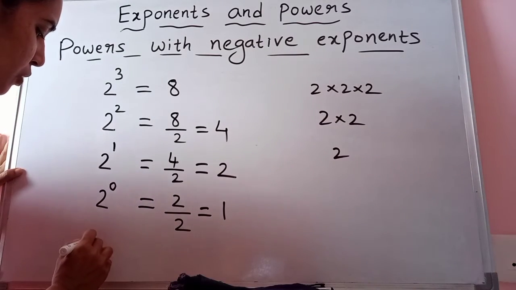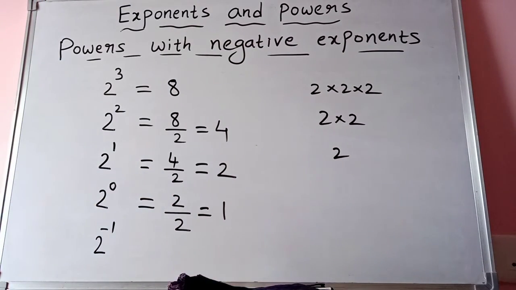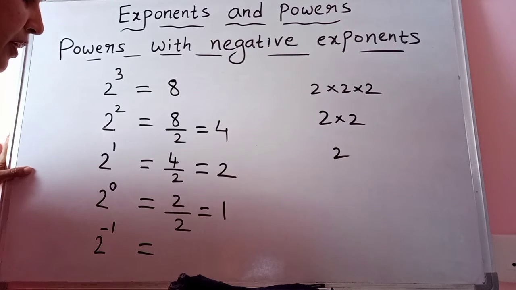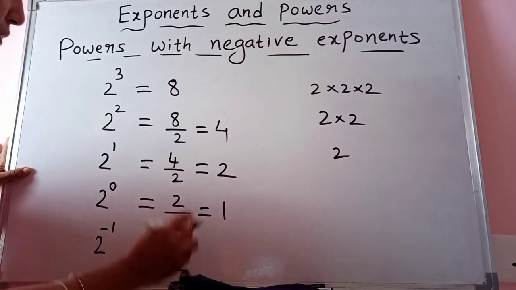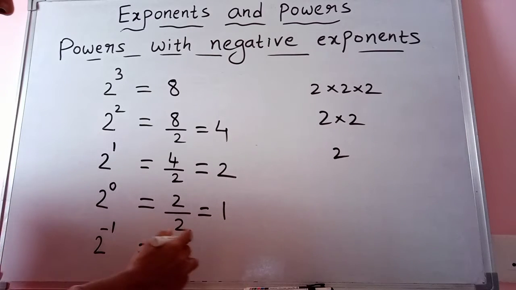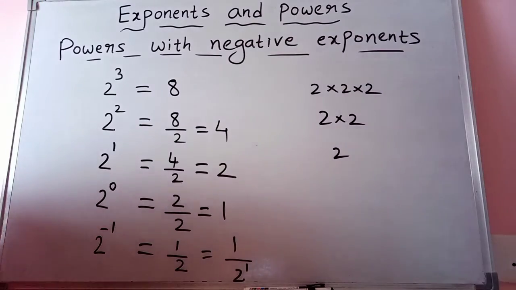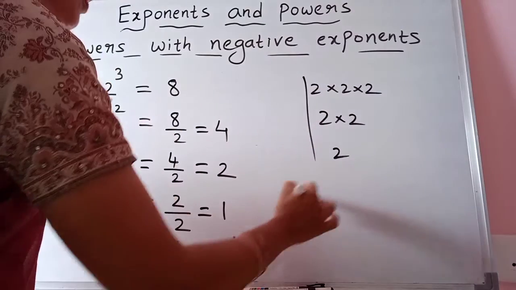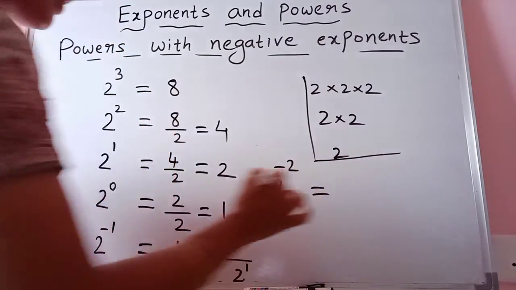Now next, 2 to the power of minus 1. Further, if I reduce the exponent by 1 more, then from the previous answer 1, I am dividing by 2. That is 1 by 2 to the power of 1, or we can also write 1 by 2 to the power of plus 1. Then next, if I reduce further, that is 2 to the power of minus 2.